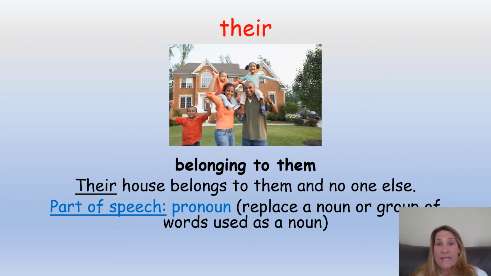And we have there. You'll notice there are three theirs. There, their, and they're are all homophones. They have the same sound, but different spellings and different meanings. This their is something that's belonging to them. Their house belongs to them and no one else. This house belongs to this family. It is their house. It is a pronoun, which replaces a noun or a group of words used as a noun, just like she.